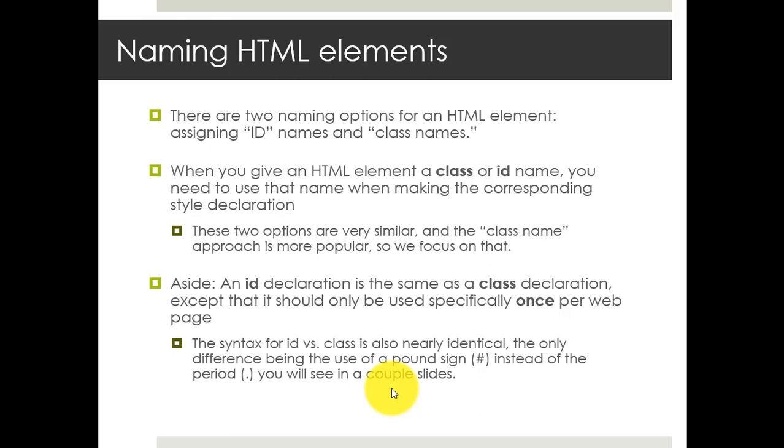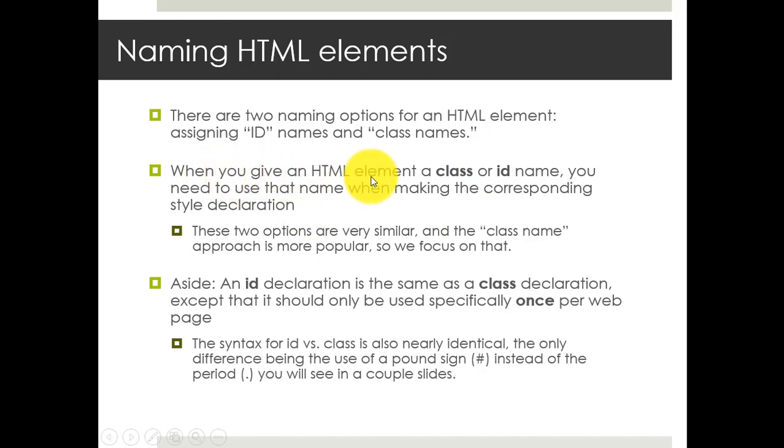Naming HTML elements. There are many options for naming HTML elements: assigning ID names and class names. There are two: IDs and class names.